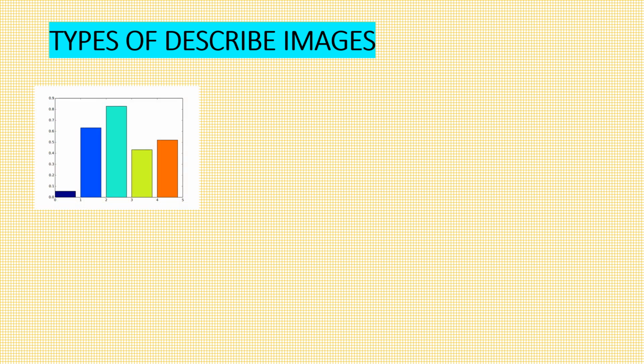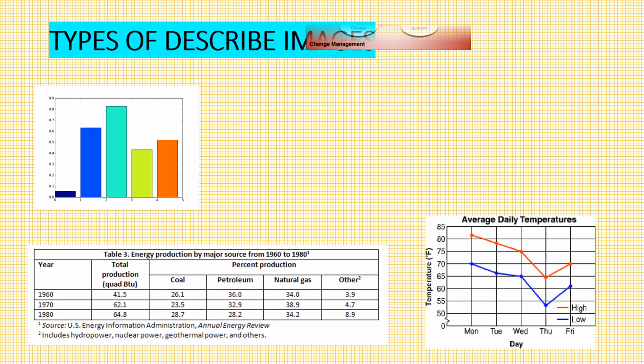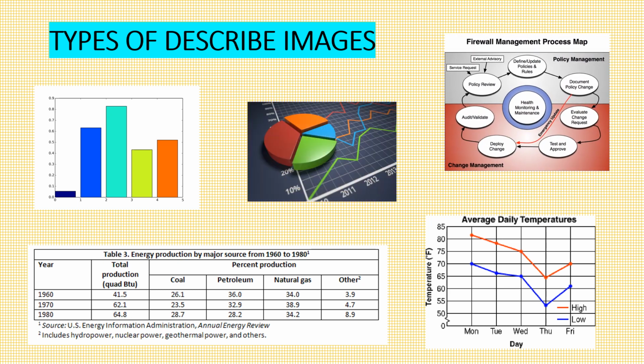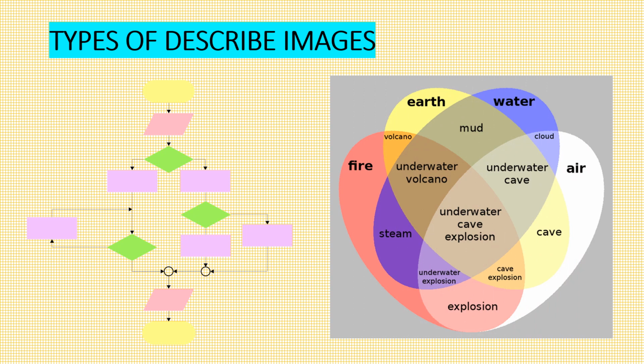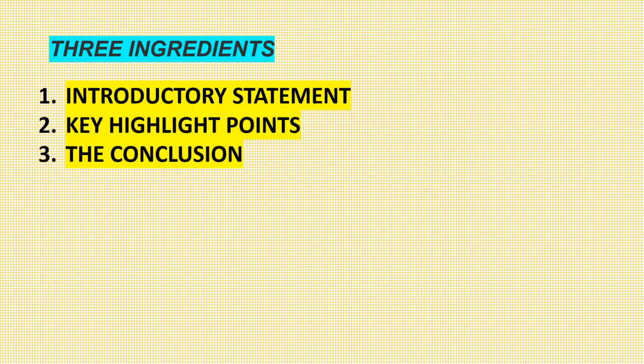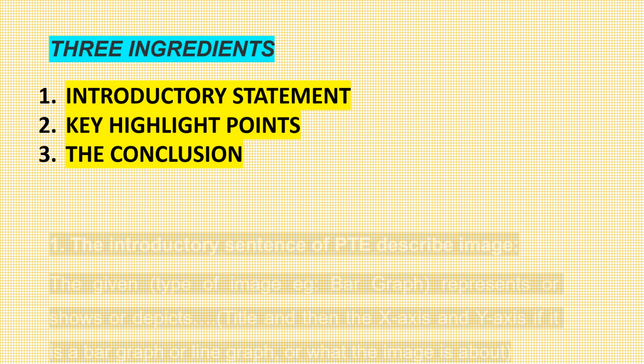Now in the PTE exam, you'll encounter different types of describe images such as bar graph, line graph, table, maps, pie chart, flowchart diagram, and Venn diagram. A total of 6 different images will be asked during the PTE exam. The description of any image is only complete when it has 3 ingredients. First is the introductory statement, second is the key highlight points, and third is the conclusion.